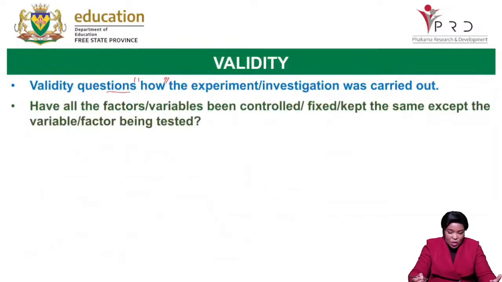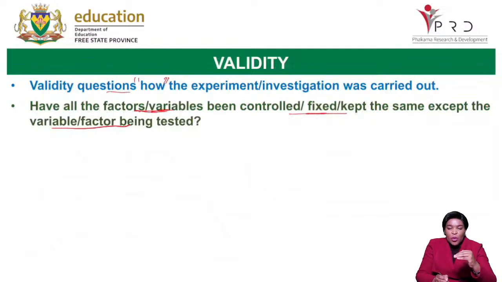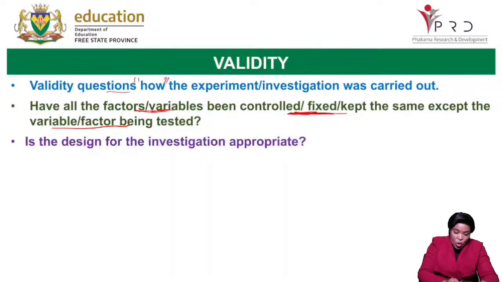You check your conditions, your factors. Have all the factors or the variables been controlled or fixed or kept the same except the variable that is being tested? So when you know that this experiment is valid, the answers of validity must go around fixed variables that are kept constant or controlled. Then you know that it is legit because the variables were kept constant, except for that one that you are testing. So is the design of the investigation appropriate?